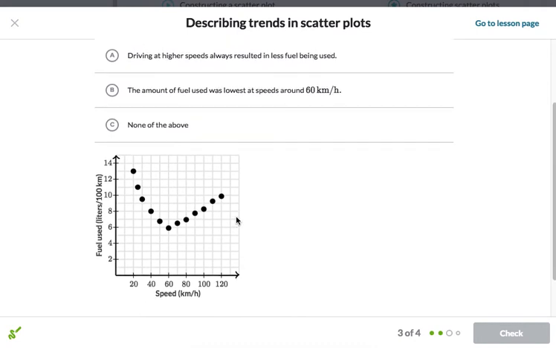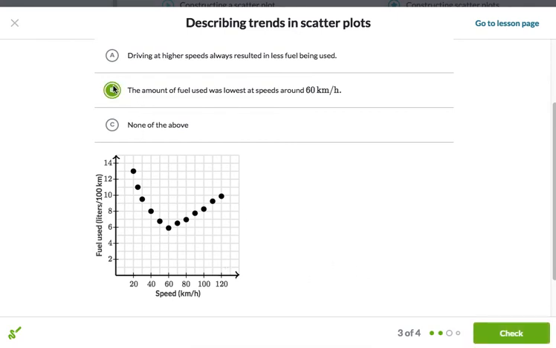We can see here that we've got some different things. We're not necessarily being asked about higher speeds, lower speeds, and so on. This is clearly nonlinear data. Driving at higher speeds always results in less fuel being used. Well, not necessarily. The higher you go here, you're using more fuel than down here. On the other hand, the amount of fuel used was lowest at speeds around 60 kilometers per hour, and we see that to be true.